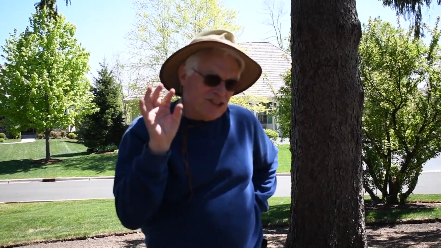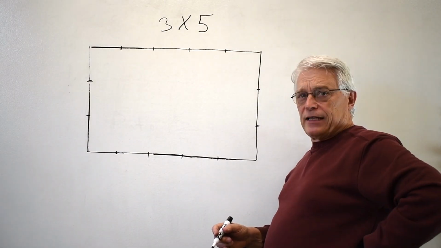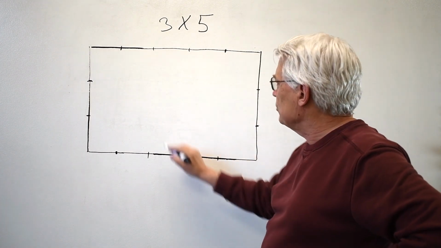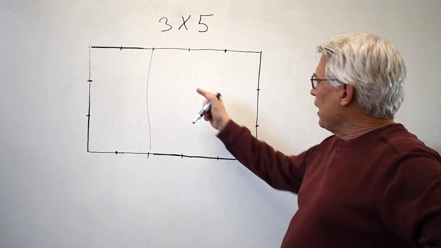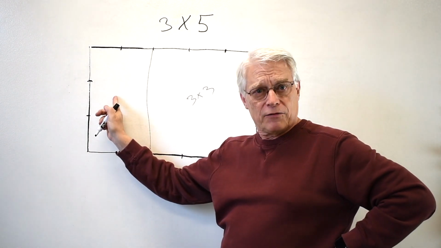But what if I hadn't started with a golden rectangle? What if I'd started with a differently shaped rectangle, like maybe a 3 by 5 rectangle? So we start with a nice 3 by 5 rectangle here, and we can make one cut to make a 3 by 3 square right here. So we're going to make that cut.